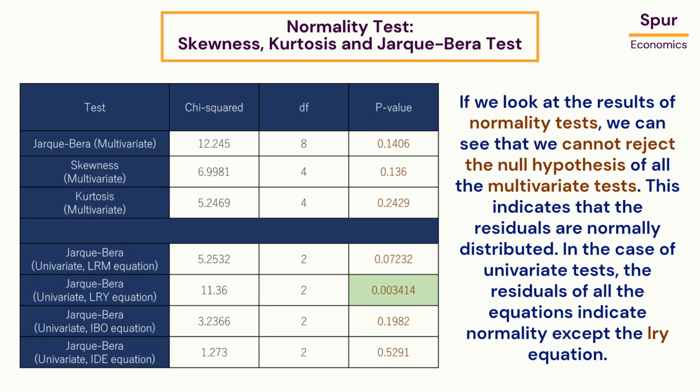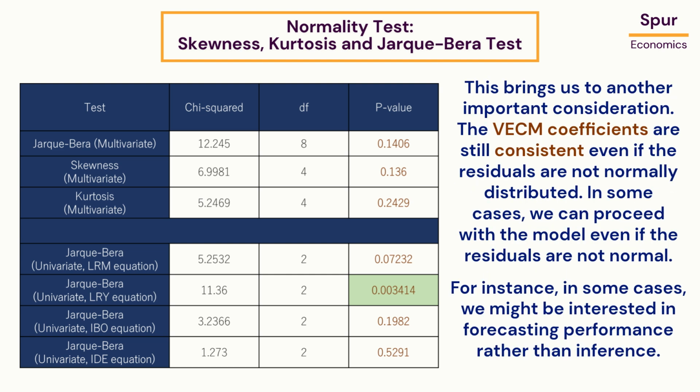If we look at the results of normality tests, we can see that we cannot reject the null hypothesis of all the multivariate tests. This indicates that the residuals are normally distributed. In the case of univariate tests, the residuals of all the equations indicate normality except the LRY equation. This brings us to another important consideration.